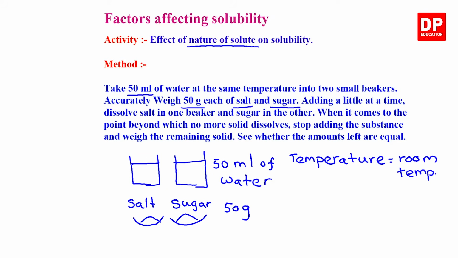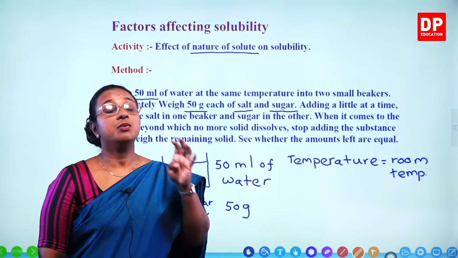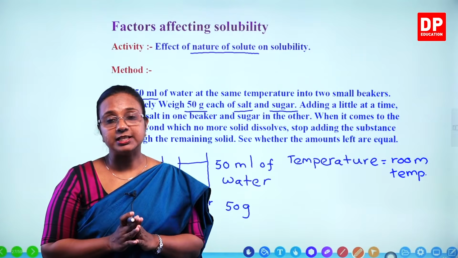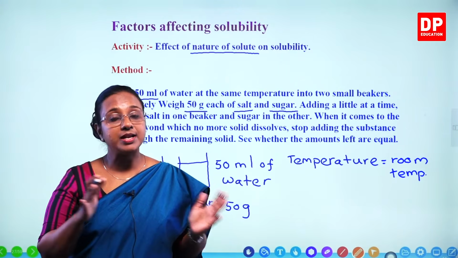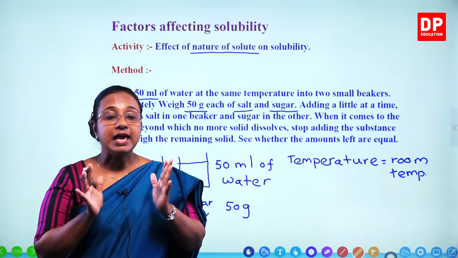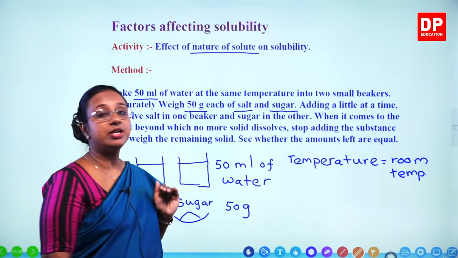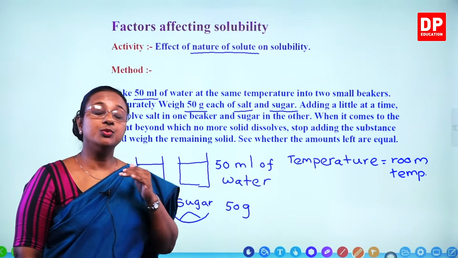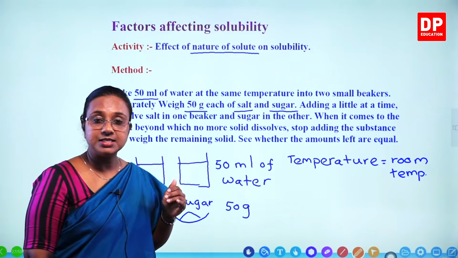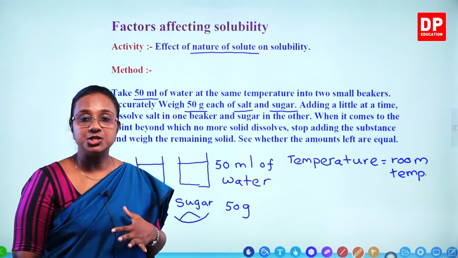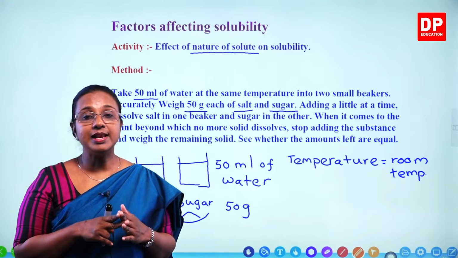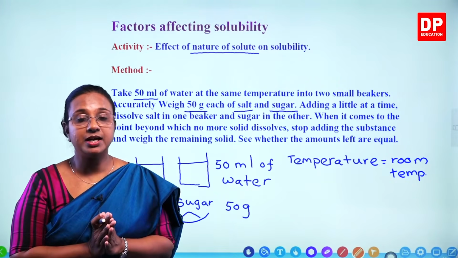So we maintain the volume of the solvent constant, we maintain the temperature constant, and we do the activity at the same time. One after the other we will dissolve the solutes. So all the factors except the nature of solute are the same. Why? We use two different solutes. Then, as said in the procedure, we add the salt and sugar separately into two beakers. We stir the solution well until they dissolve completely.